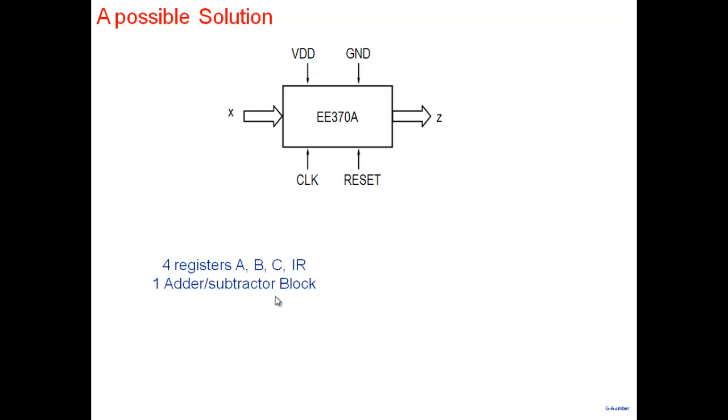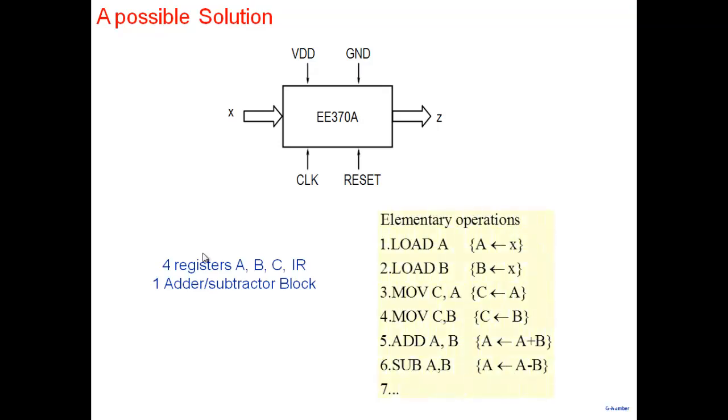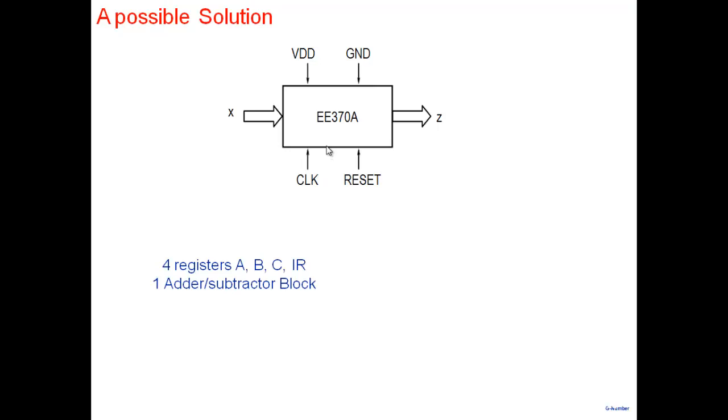We'll have 1 adder subtractor block, because we are only interested in addition and subtraction. But note that with an adder subtractor, I can also do multiplication, repeated addition, and all that. Now, it's a general purpose solution. So what my IC will be capable of doing is a series of elementary operations.